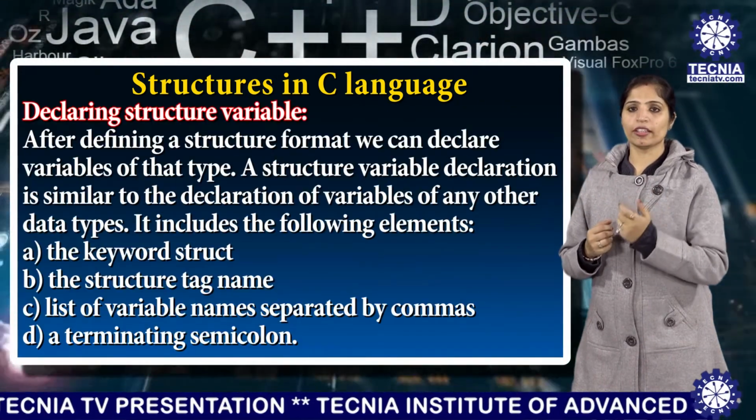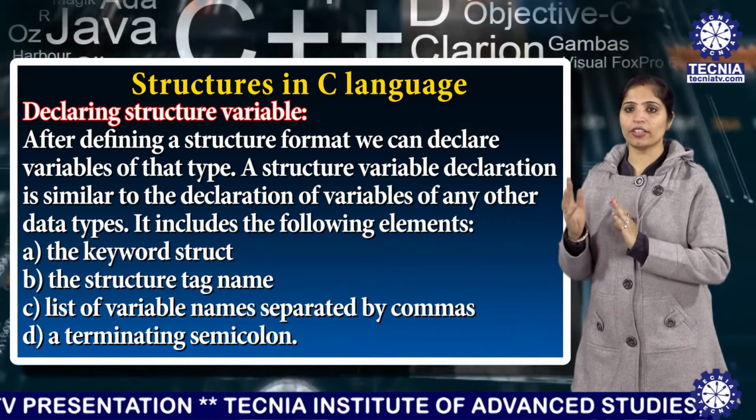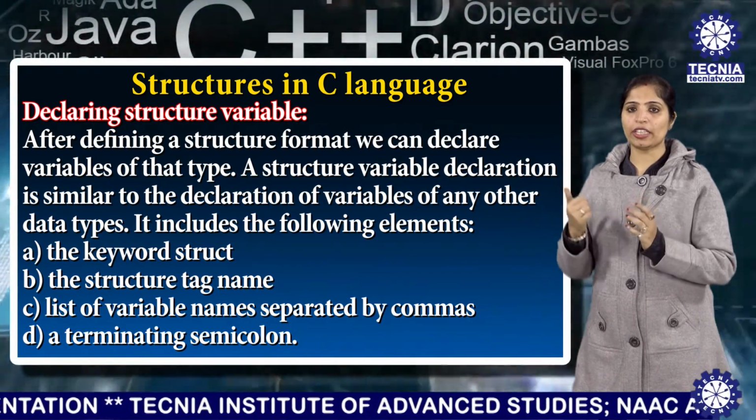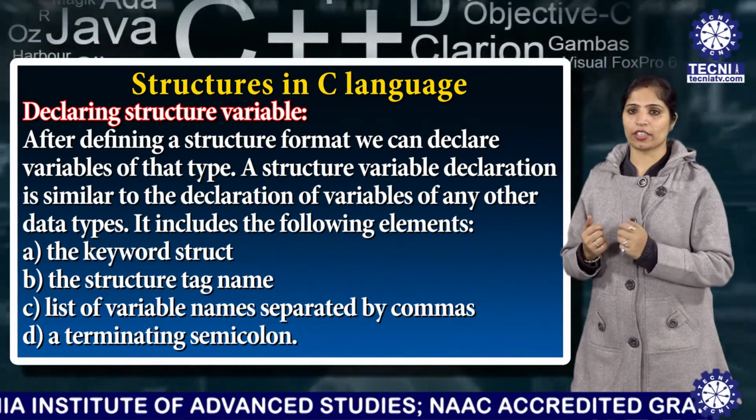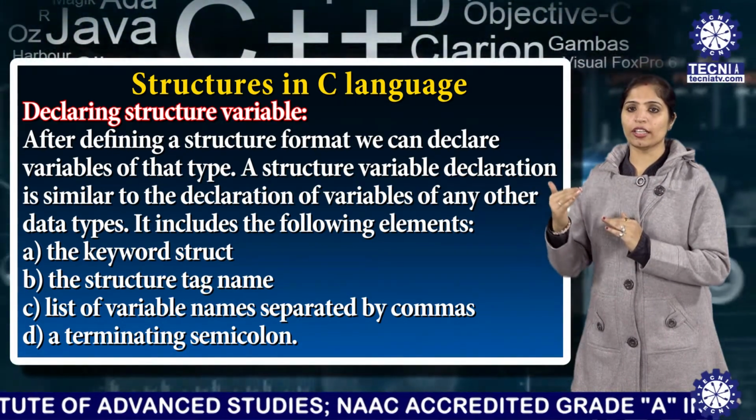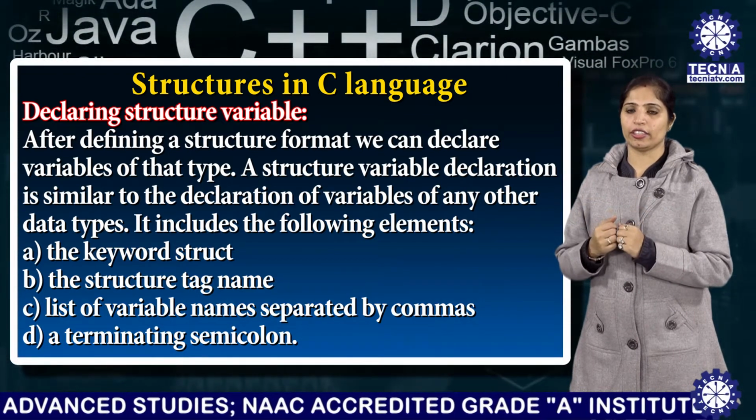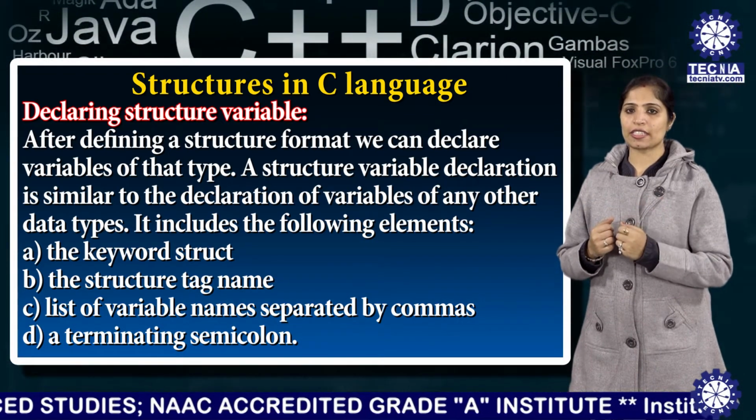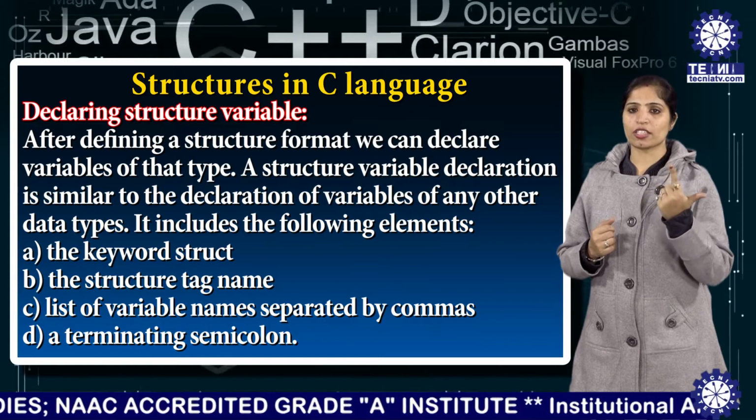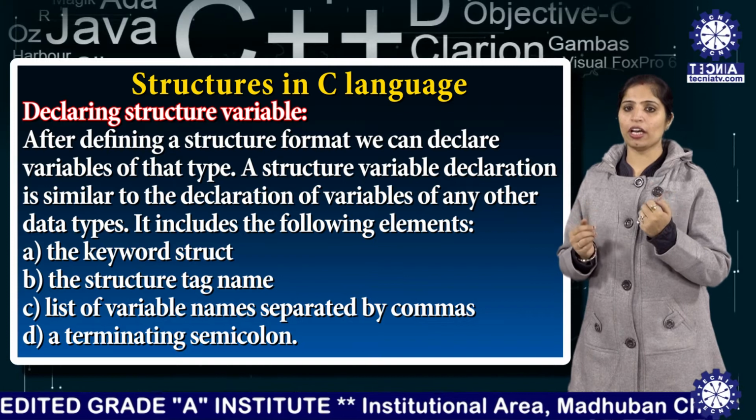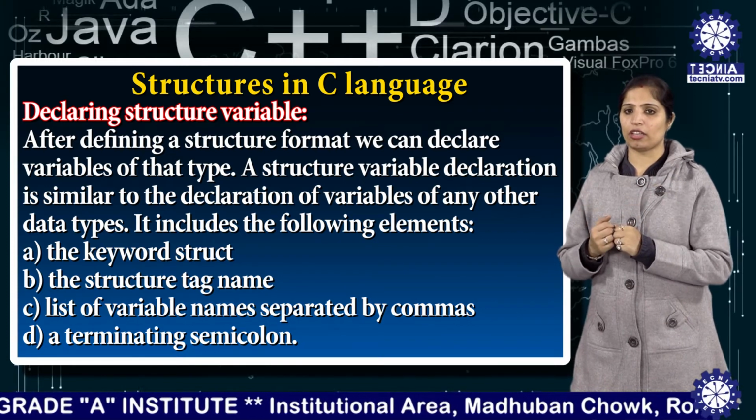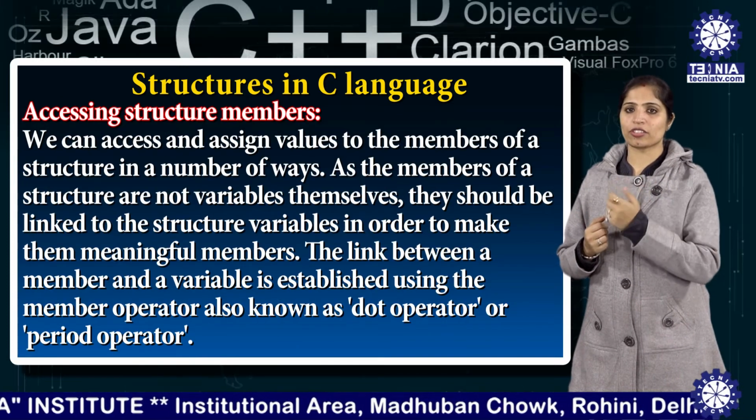Declaring the variable of a structure: after defining a structure format, we can declare the variable of that type. A structure variable declaration is similar to the declaration of a variable of any other data type. It includes the keyword struct, the structure tag name, a list of variable names separated by commas and a terminating semicolon.